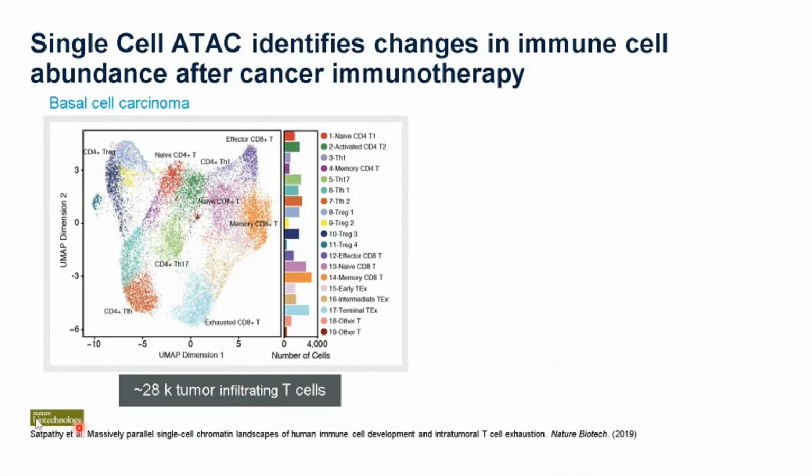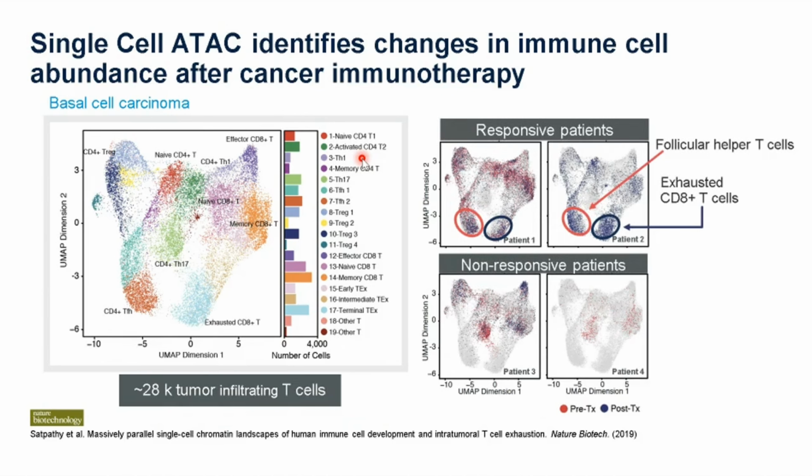So the Sade-Feldman publication again: identifying changes in immune cell abundance after cancer immunotherapy. They compared responsive patients versus non-responsive patients to identify exhausted CD8 T cells and helper T cells.